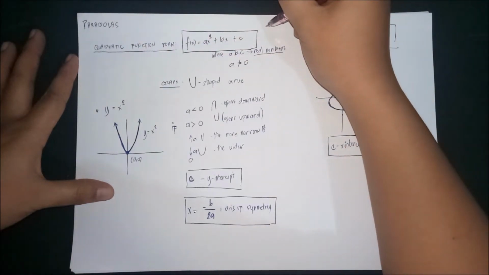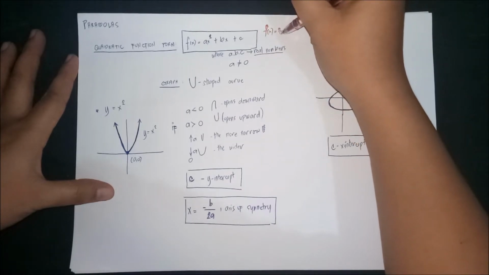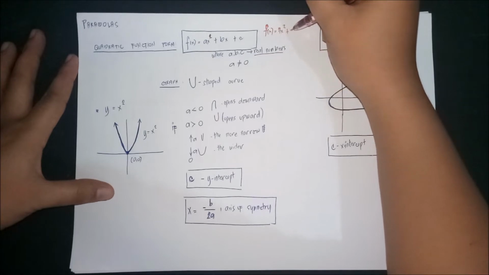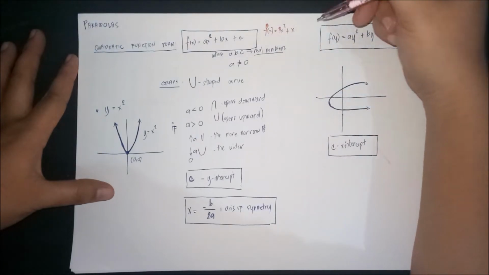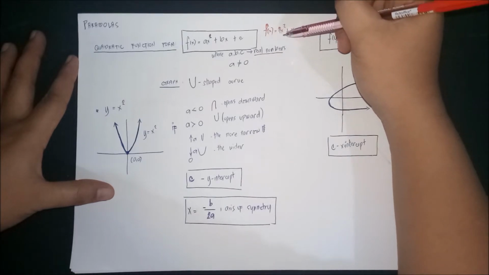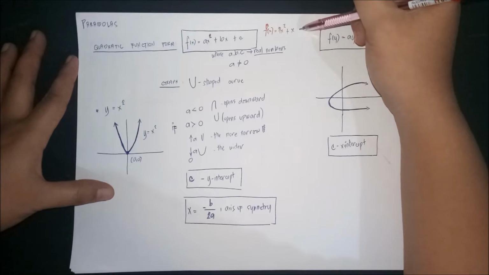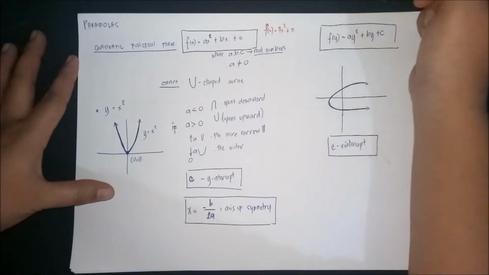Okay? So, halimbawa, meron kang f of x is equal to 3x squared plus x. So, quadratic ba to, class? Quadratic pa din, ano? Kasi, with the value, yung a mo is not equal to 0. Pero yung b mo is 1, yung c mo naman is 0. Kasi walang c. Yung b mo is yung partner ng x.